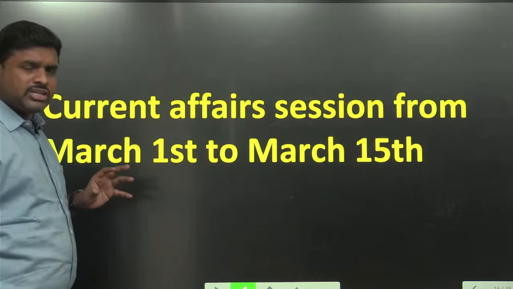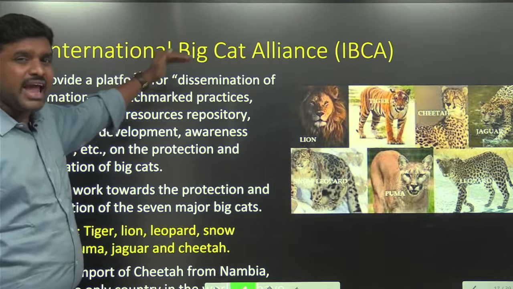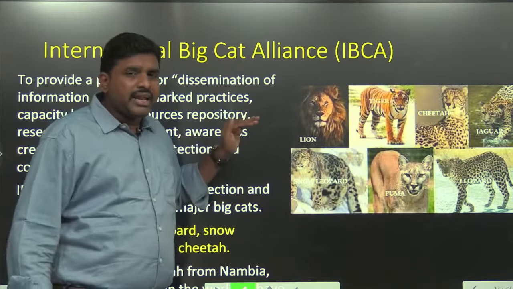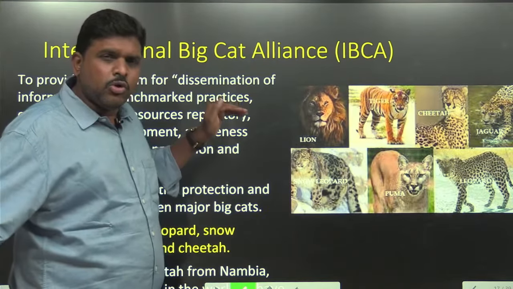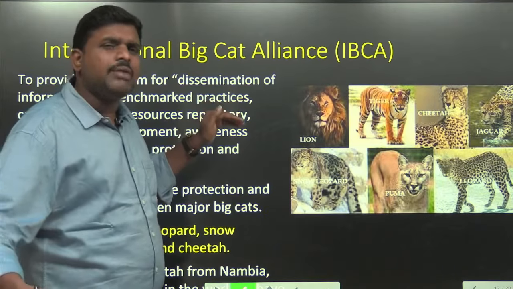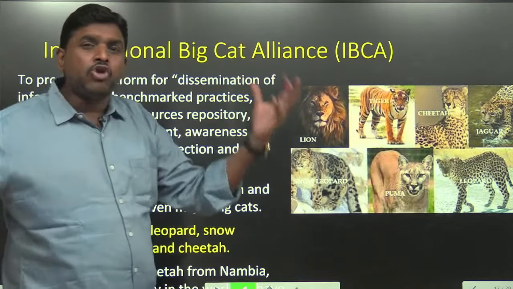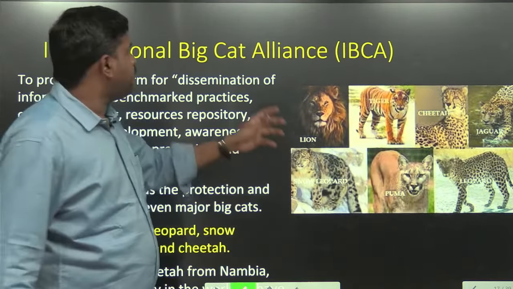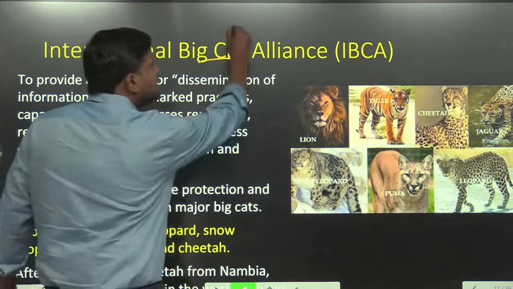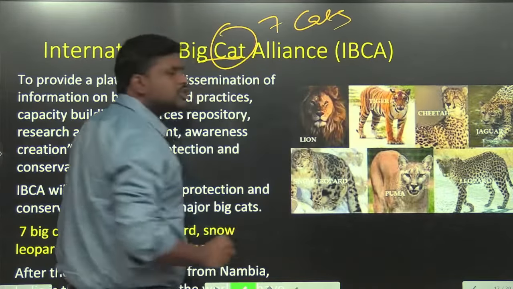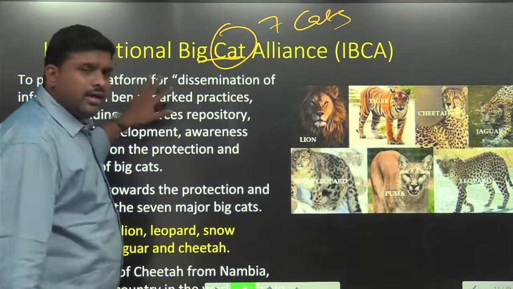The first topic which I am going to discuss now from March 1st to March 15th is number 1, International Big Cat Alliance. We know that recently we got relocated cheetahs from Namibia. So the tigers, the cheetahs are every time in the news. Now India is coming forward to make a global platform for the protection of big cats, not only tigers, not only cheetahs, but all the 7 varieties of cats, which are called big cats. So India is the global player.